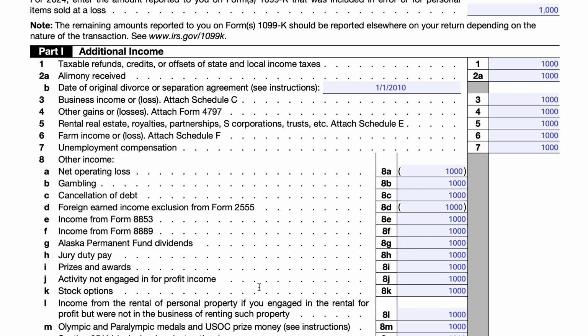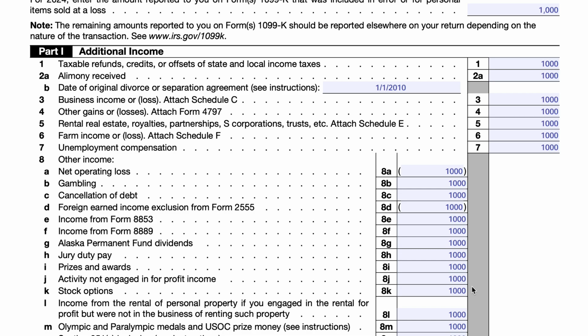Let's see. Line 8J, money that you received as part of an activity where you weren't engaged for profit income. You can find more details in IRS Publication 525, but that's not really that common of an event. So we'll leave that out of the discussion. Just know that if that applies, it would go right here. Line 8K is the income from the exercise of stock options that were not otherwise reported on your Form 1040 or 1040-SR line 1H.